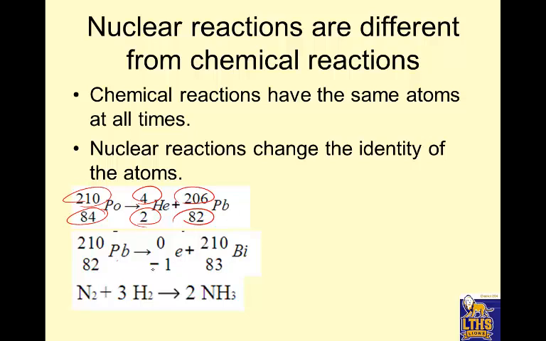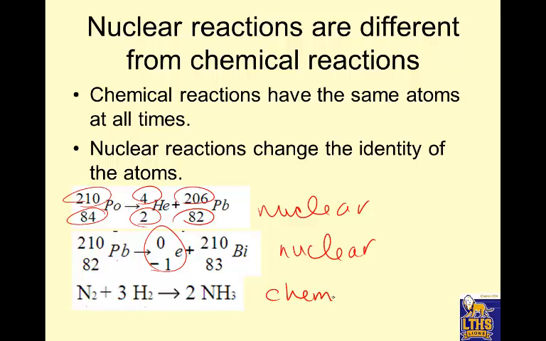Lead turns into this thing, whatever it is. We'll learn, beta particle. And this isotope of bismuth. So this is nuclear. This is nuclear. And let's check out this one. So we have nitrogen plus 3 hydrogen molecules equals 2 ammonia molecules. Wait a second, this is chemical. How do I know? Because look, there's your nitrogen, 2 of them. Here's your 6 H's, 6 H's. This is a chemical reaction because the atoms don't change identity, they just bond differently.